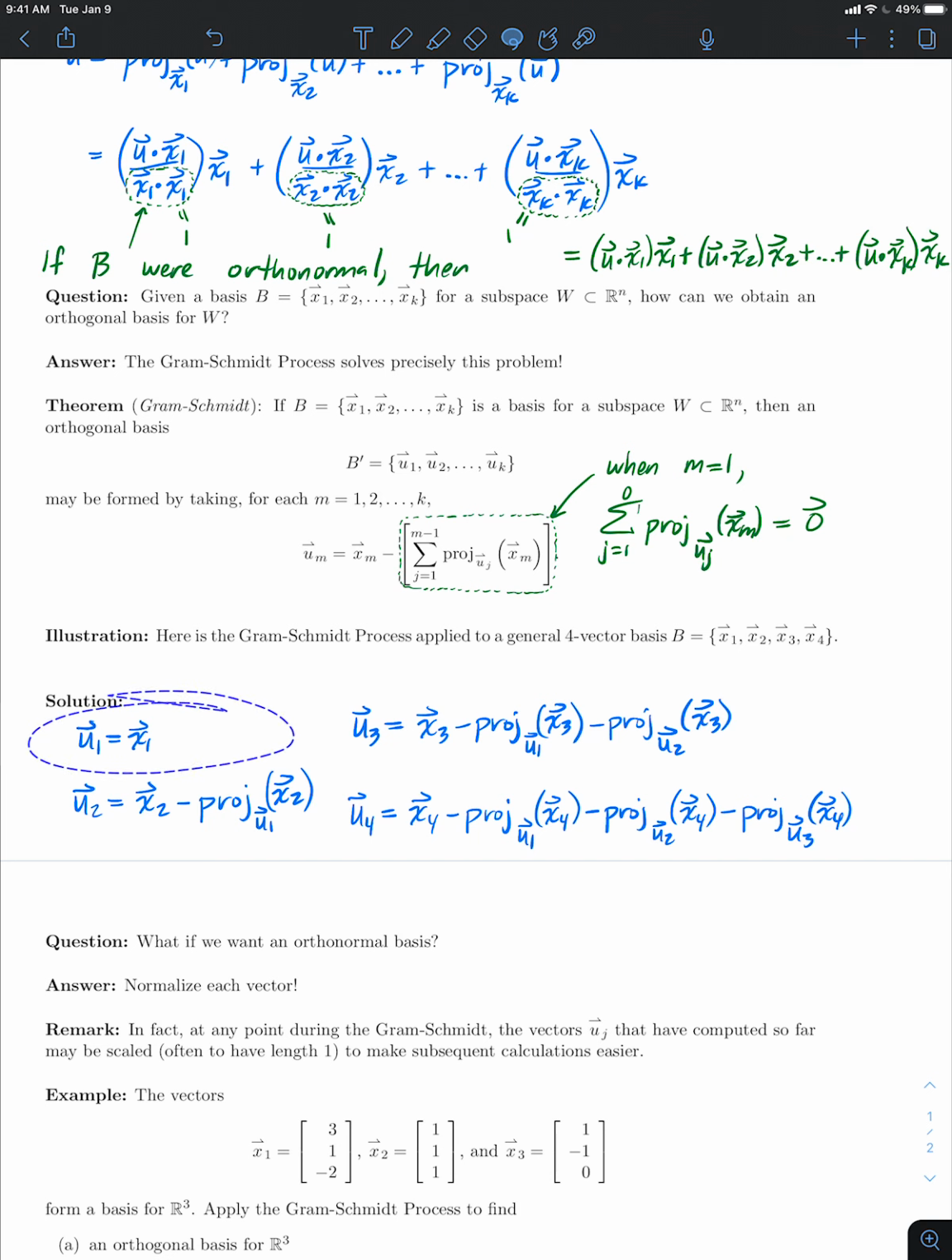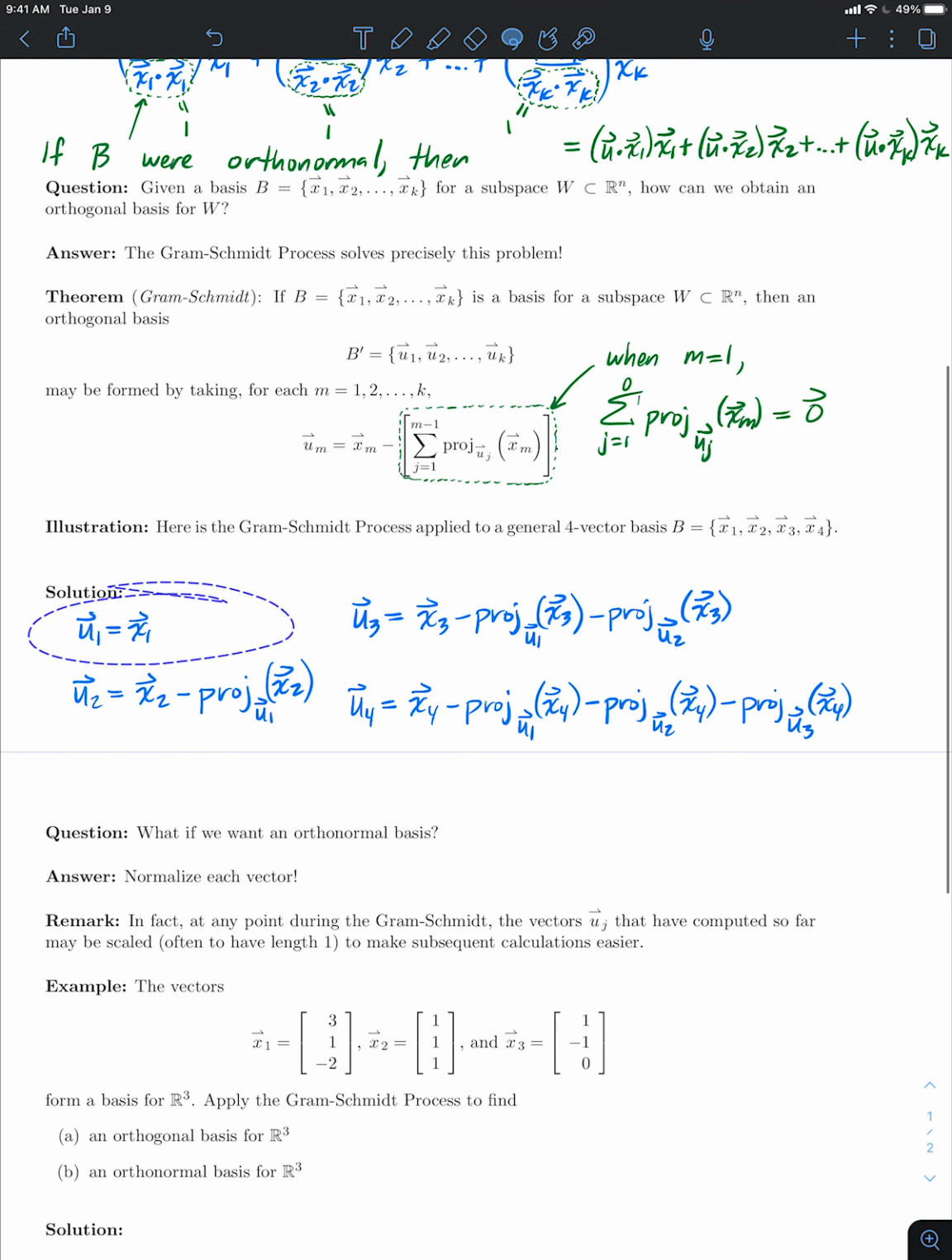Okay, so that's what it looks like in general. Just to read through the statement formally now: you start with B as a basis for a subspace W, with no restrictions on it. You're going to form a new basis, called B prime here, a modified version of your original basis B. You're going to use the vectors U1, U2, all the way up to UK, and each of those vectors is calculated using this formula. So that's the Gram-Schmidt process, and that brings you up to the level of an orthogonal basis.